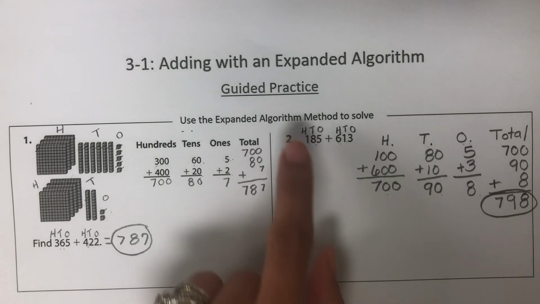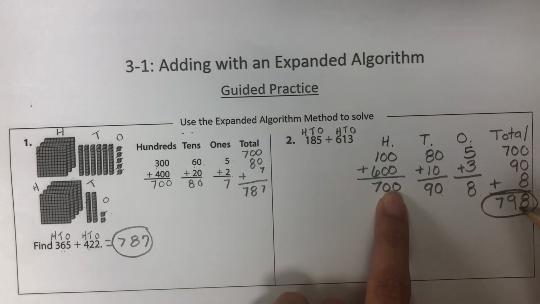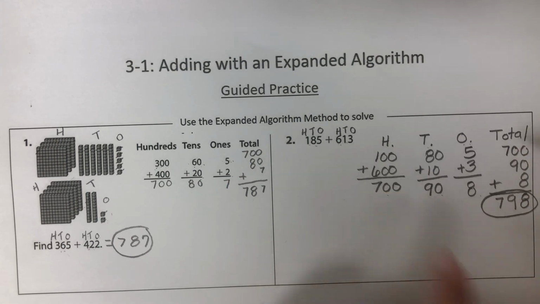So again, with the expanded algorithm method, chances are you're not going to make as many mistakes as you would if you don't use this method. So this is just another way to add, boys and girls. It's just another way to add, and typically we make fewer mistakes when we don't have to regroup. Over here, we didn't have to regroup at all. We just added straight down each time.